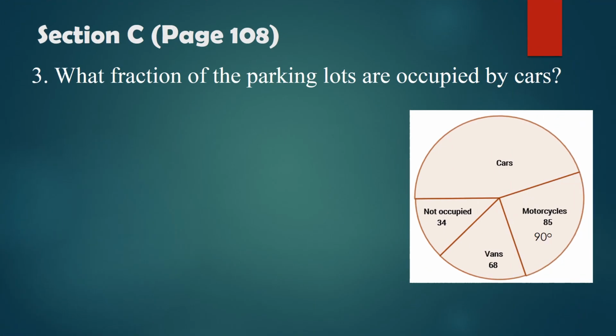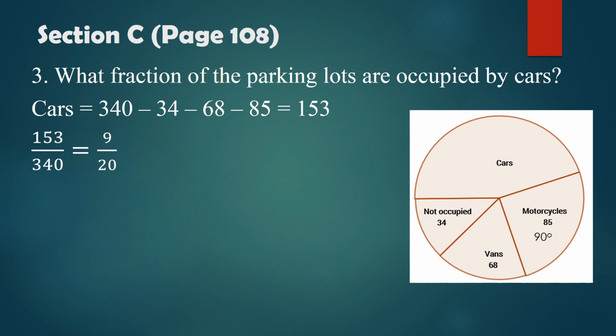Now let's move on to the third question. What fraction of the parking lot is occupied by cars? In order to answer this question, you have to know the number of cars. So you have to take the total number of parking lots altogether minus motorcycles, minus vans, minus not occupied, and then you get 153.